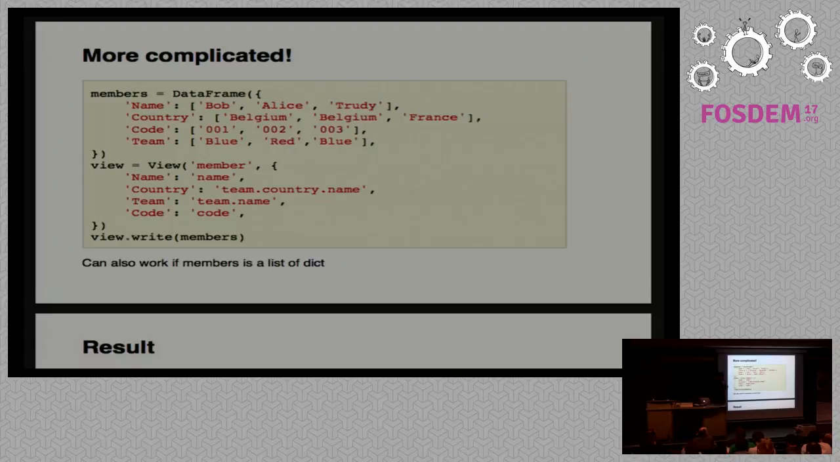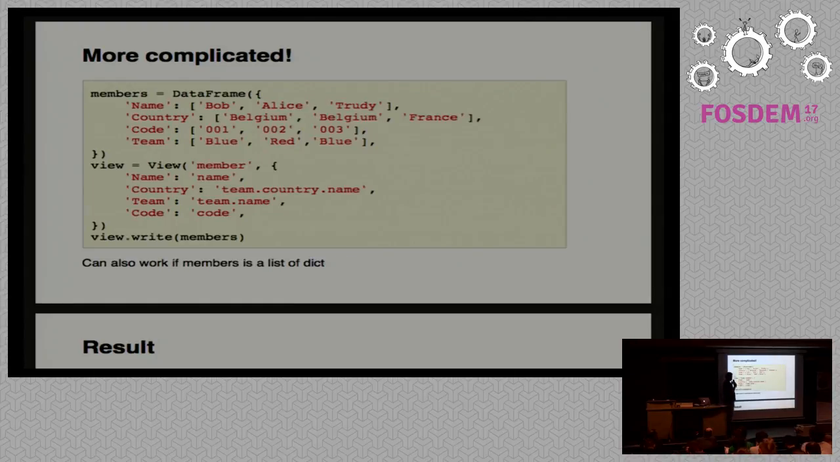So a more complicated example now. We have put the team and the countries in the database, and now we're going to put the members. And if you know Pandas and Pandas DataFrame, Tinker also supports it. So the example before was with a list of tuples, but it can also be a data frame that holds your content. So here we have all our members, their country, code, and teams.